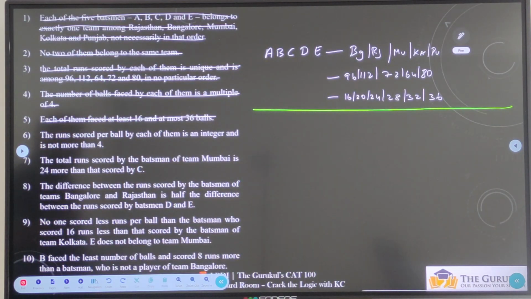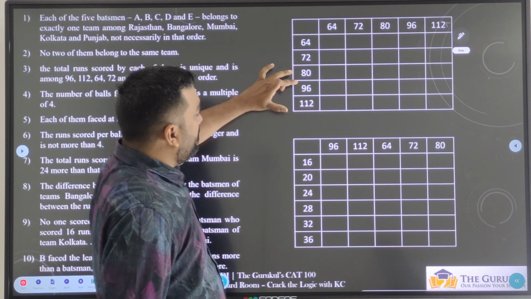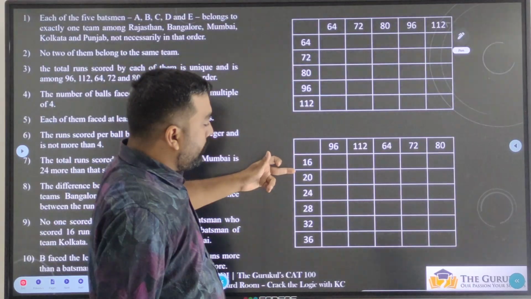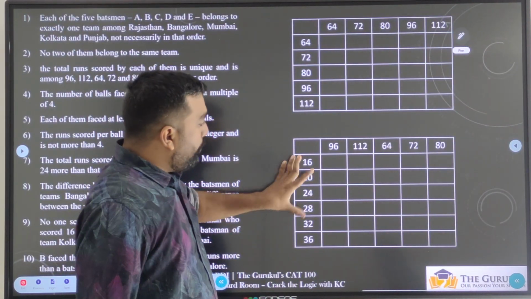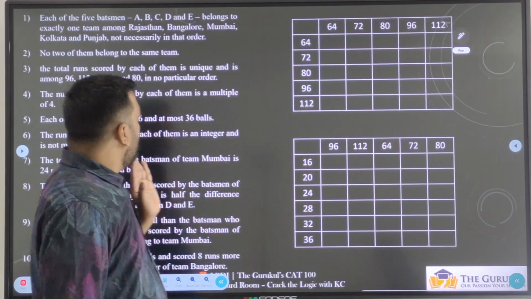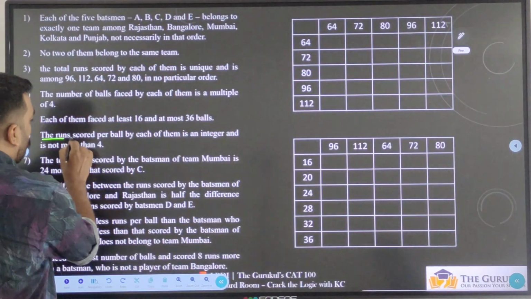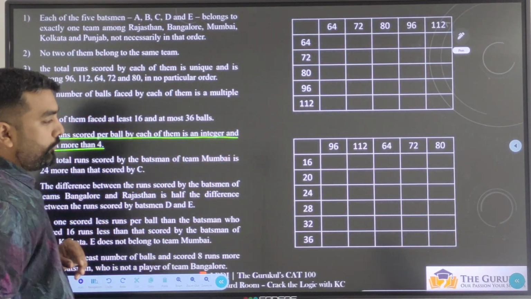Now, the first thing which we need to find out is, for every runs scored, we need to associate with the number of balls. So let's form a table like this: 64 runs, 72 runs, 80 runs, 96 runs, 112 runs, and 16 balls, 20 balls, 24 balls, 28 balls, 32 balls, 36 balls. Among this, these are the possibilities. Using this condition, which one? This one. The runs scored per ball is always an integer and not more than 4.